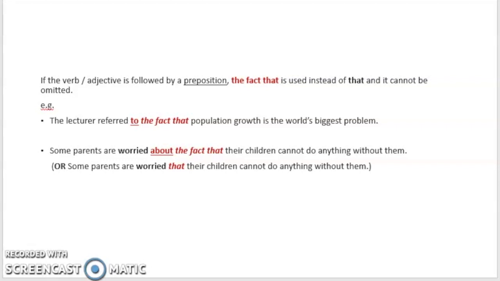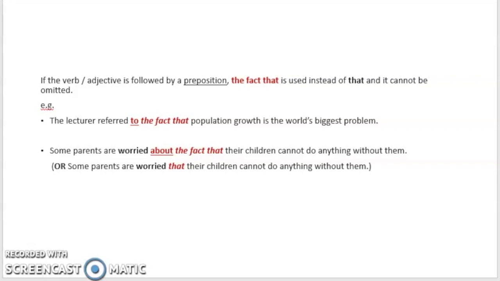Let's have a look at the first example. The lecturer referred to the fact that population growth is the world's biggest problem. In the sentence, the verb is referred, which is followed by the preposition to. So, after a preposition, we normally use the fact that, and we cannot omit that in the sentence.